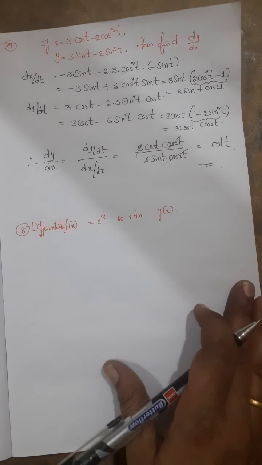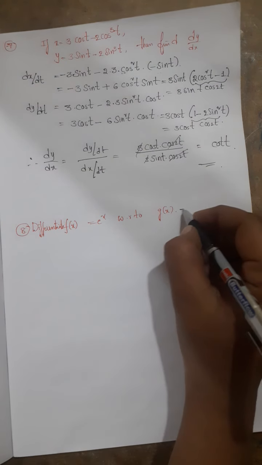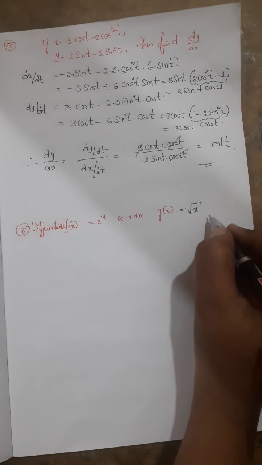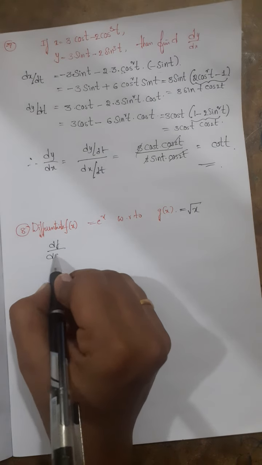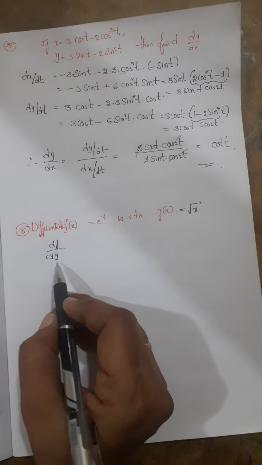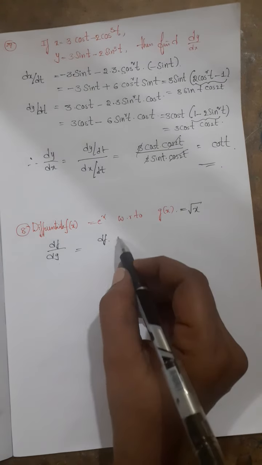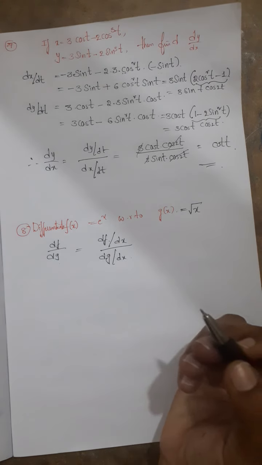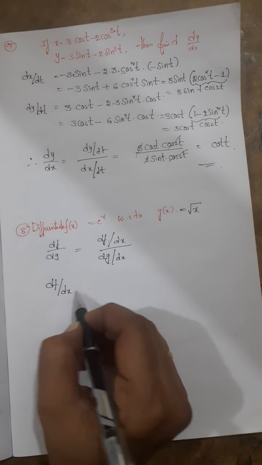See the next question. F of x is given as e to the power of x, and he is asking to find the differentiation with respect to g of x. G of x function is root x. That means what is he asking? He is asking df by dg. Differentiation of f with respect to g means df by dg. df by dg can be taken as f is a function of x, g is a function of x. So df by dx by dg by dx we can consider. So here we will find df by dx first.